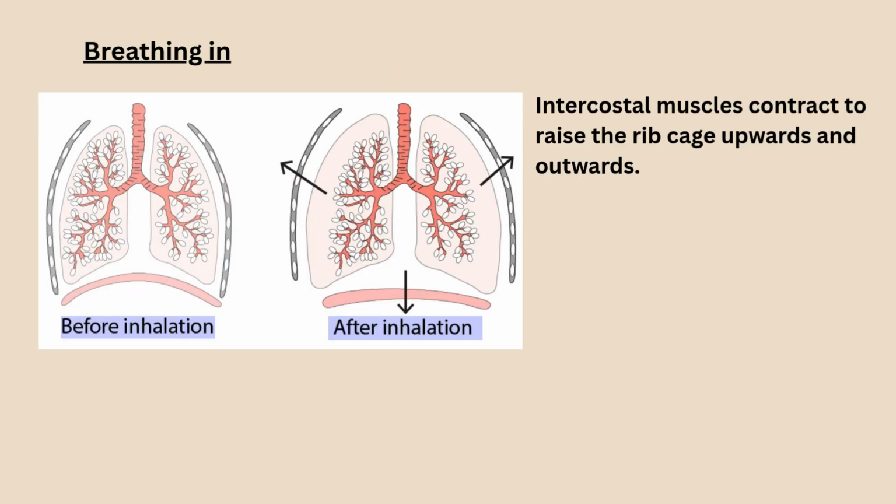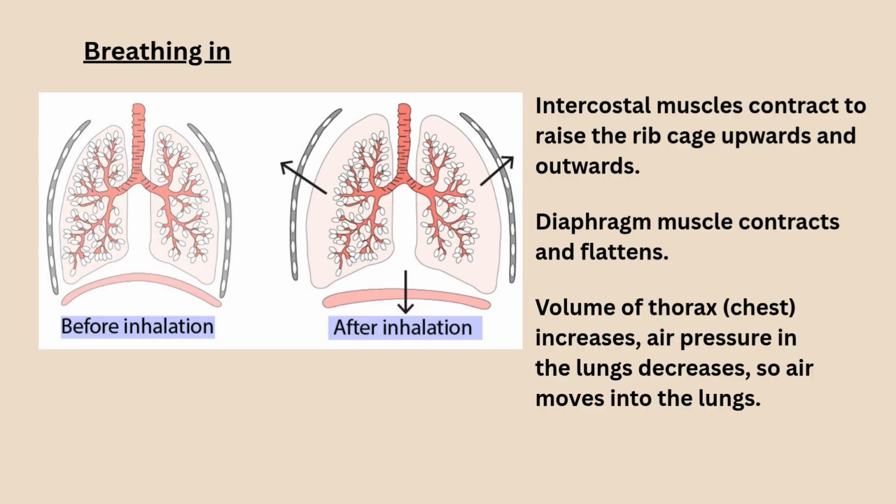Breathing in. The intercostal muscles contract to raise the rib cage upwards and outwards. The diaphragm muscle contracts and flattens. This means the volume of the thorax, which is the chest, will increase. Air pressure in the lungs decreases, so air moves into the lungs.